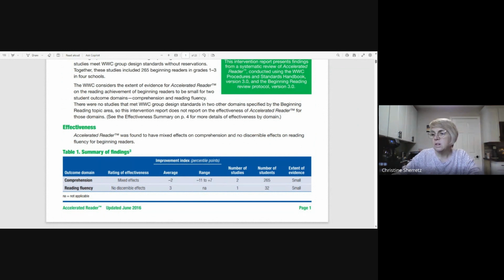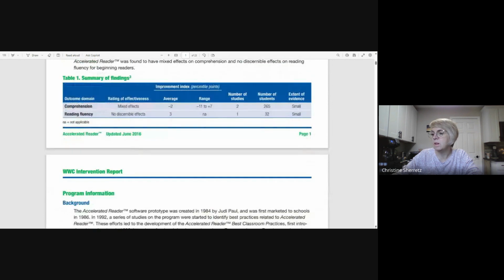One was comprehension, and it had mixed effects. So on that one, they said, did it help comprehension? Mixed effects. There were 2 studies with 265 students. The extent of evidence is small. Reading fluency. Does it help with fluency? No discernible effects. So those were the 2 studies. You have one that had mixed effects and one with no discernible effects for fluency.